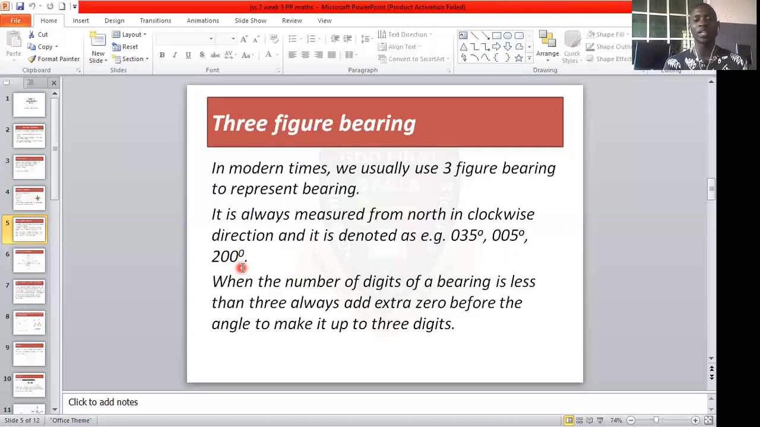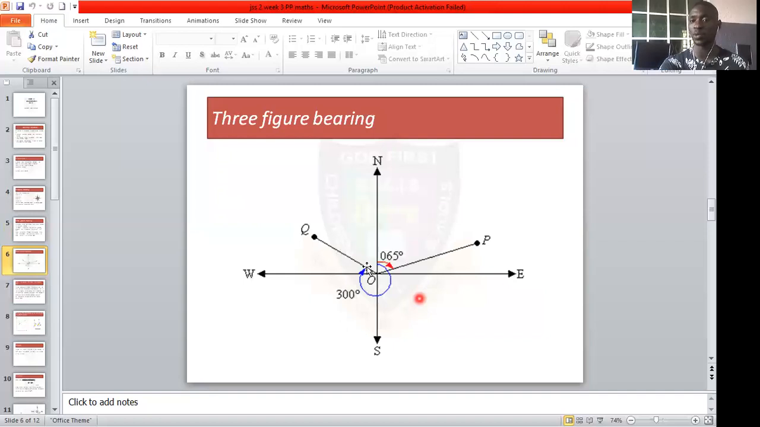So let's read: when the number of digits of a bearing is less than 3, always add extra 0s before the angle to make it up to 3 digits. That's what I just explained. Always make sure that in 3-figure bearing, your digits are 3. Look at this. This is 65 degrees, but it is written 065 degrees. 065 degrees is 3 digits, and this 300 degrees is 3 digits.